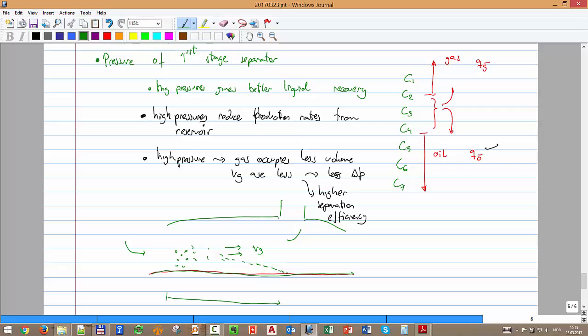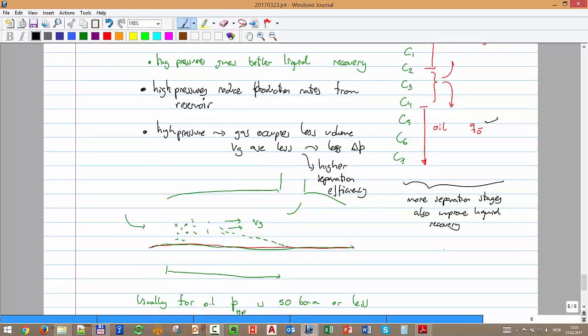Also another, just a kind of a side comment, another way to convince this guy is to use more stages, more separation stages. Improve liquid recovery. But that's usually also a problem, because if I put too many, they start to occupy too much space in the platform, and space costs money.